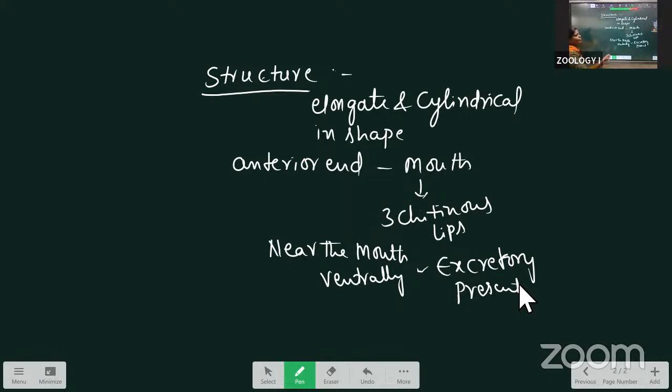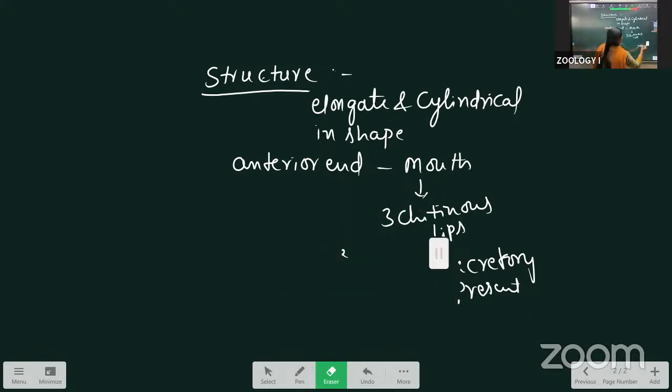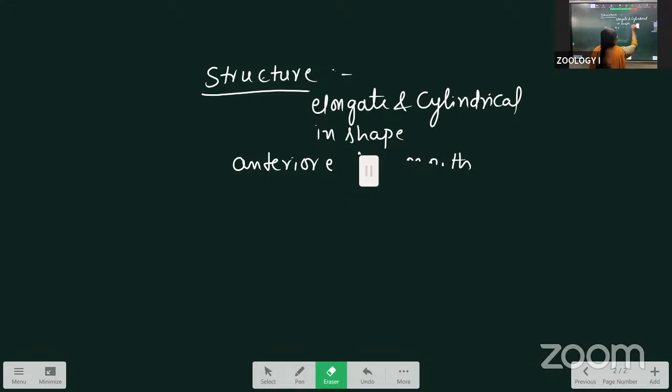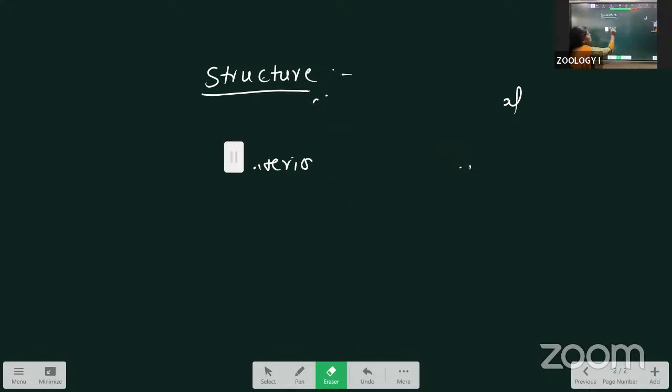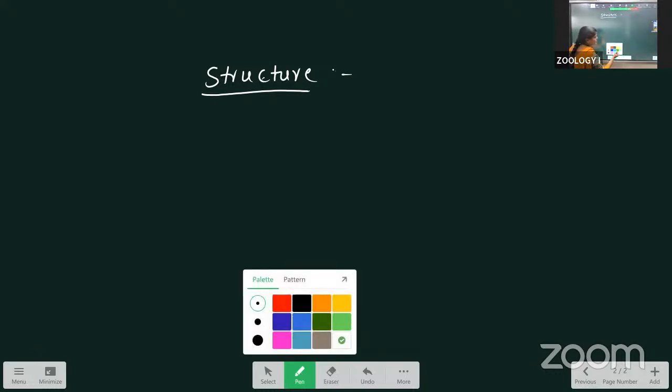Next, we are going to discuss the differentiation between male and female. First I'll draw the diagram, and after the diagram I will explain the structure and life cycle. In the LAQ they'll ask the structure as well as life cycle, that's why structure is also important. Just observe the diagram.